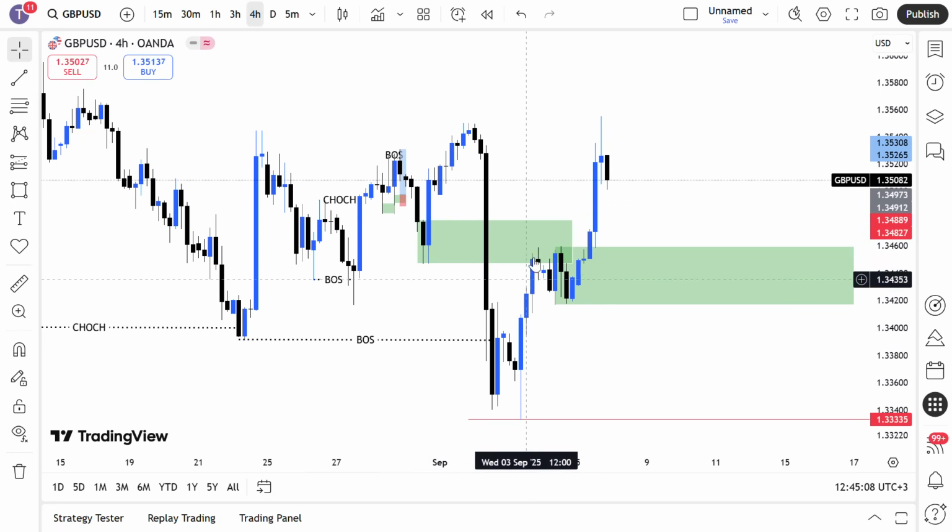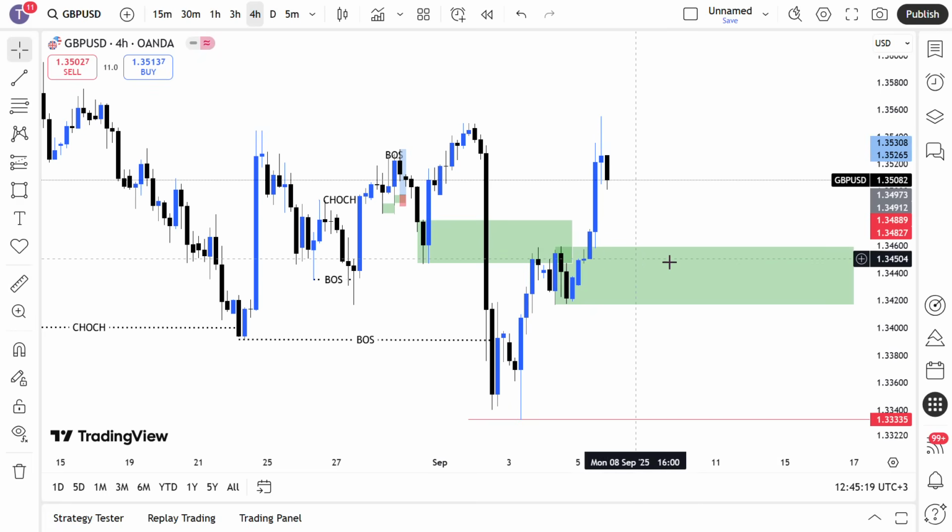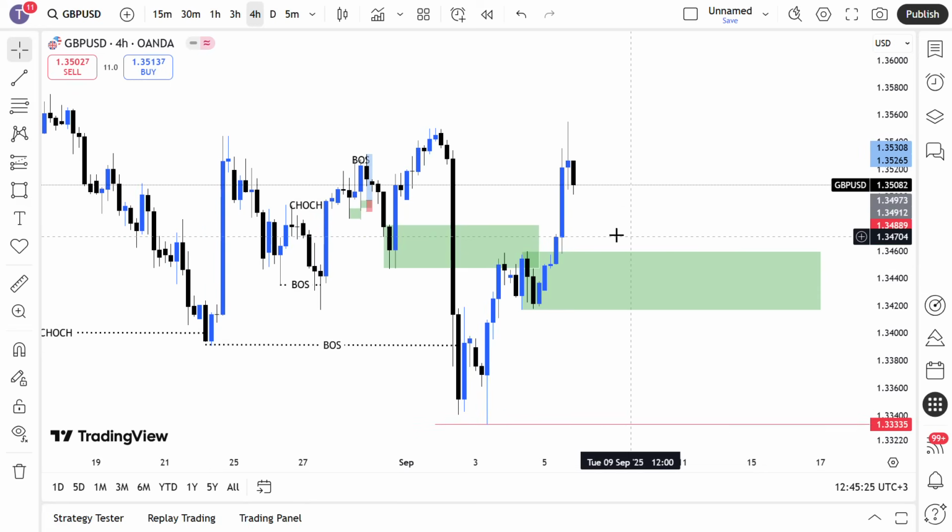Instead, the market tries to consolidate in this area, and then later on we have a break to the upside. I expect the market to come down and retest this area before we look for more buys to the upside. But we will wait for a good change of character, or a good confirmation, before we take any trade to the upside.